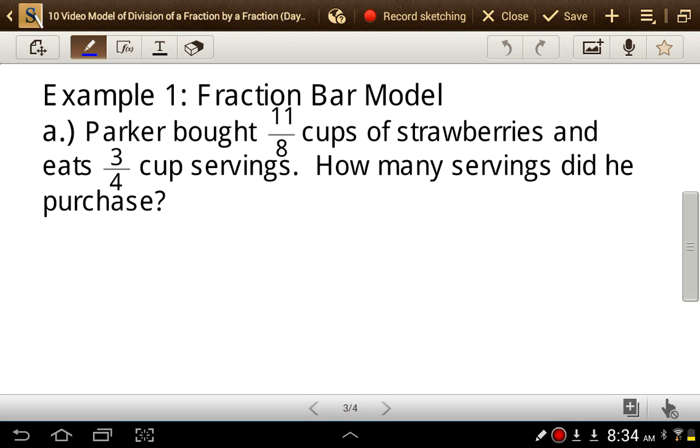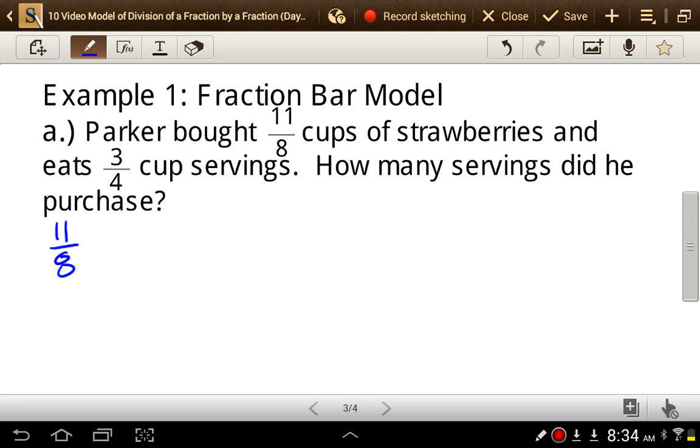In example 2, let's have a word problem here. Parker bought 11/8 cups of strawberries and eats 3/4 cup servings. How many servings did he purchase? Okay, so what we have here is we have to divide these. Okay, and how do I know how to divide them? Well, how much I have, my original amount there, that's the 11/8. So I'm doing 11/8, and then I'm breaking it into 3/4 cup servings.